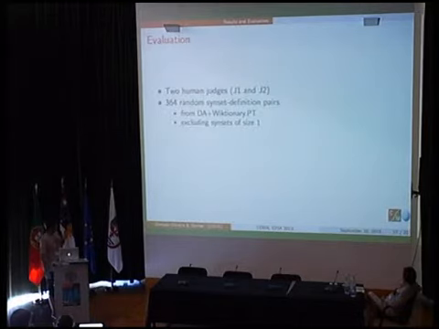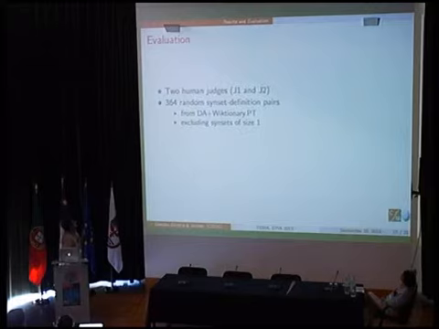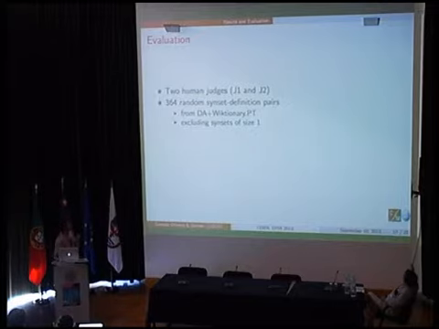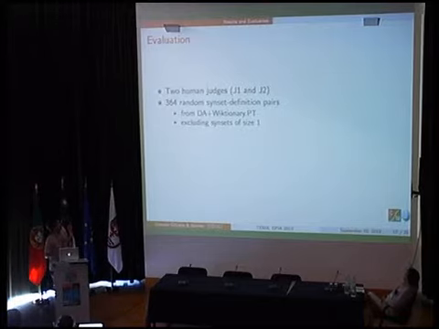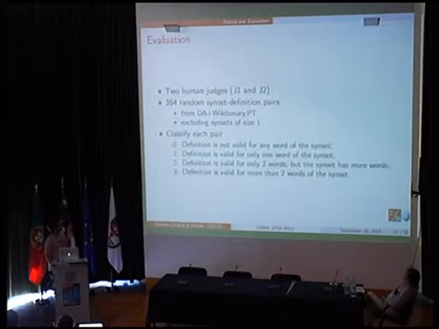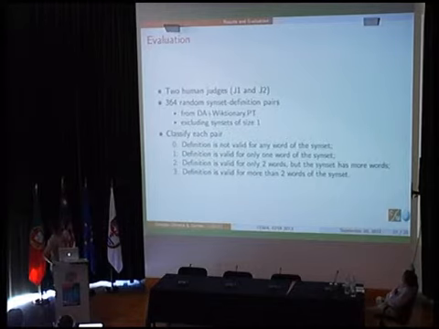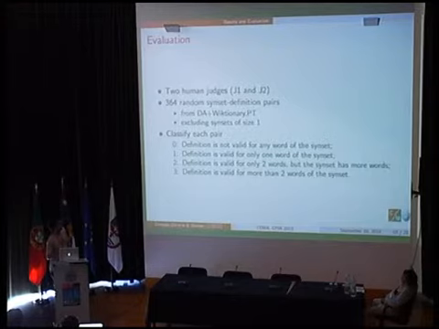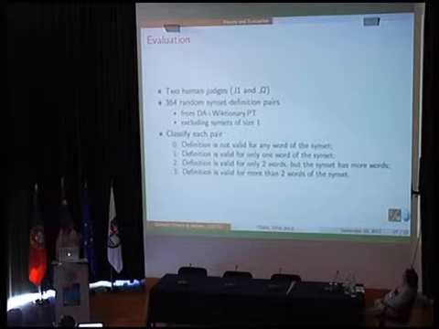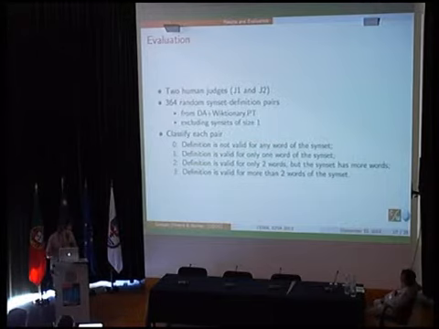In order to evaluate this work, we had 2 human judges that classified random pairs of synsets and definitions. We decided to use only those definitions from Dicionário Aberto and Wiktionary PT, excluding synsets of size 1. And each judge had to classify the synset-definition pair into one of the following. If the definition was not valid for any word of the synset, the pair would be classified as 0. If it was valid for 1 word, it would be classified as 1. 2, if it was valid for 2 words, and 3, if it was valid for more than 2 words. And the results are here, or should be.